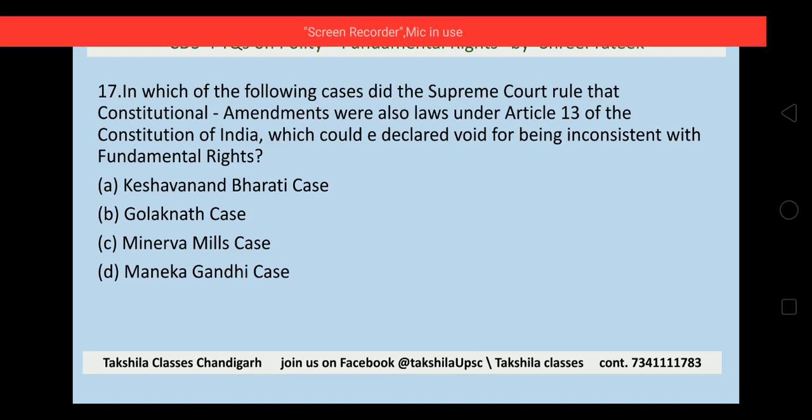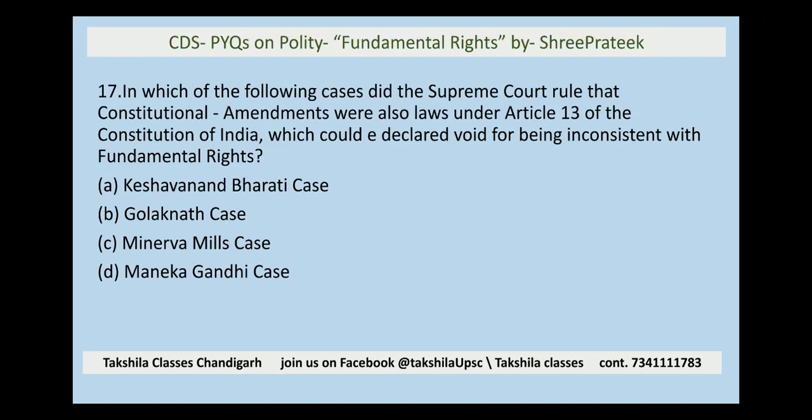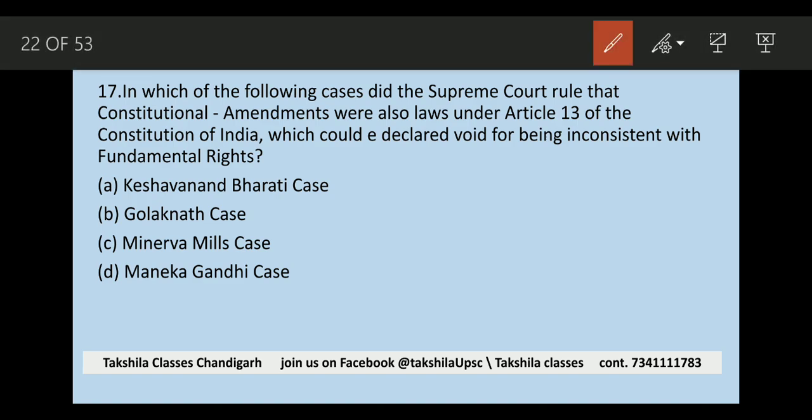You need to remember Article 13, which is also called judicial review, is interpreted through this Article 13. Any law which is made by the parliament and is inconsistent with the constitution or is inconsistent with the fundamental rights shall be null and void. And that was said in the Kesavananda Bharati case. Let's see another question now.